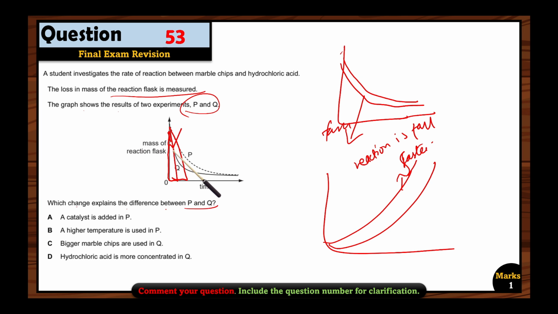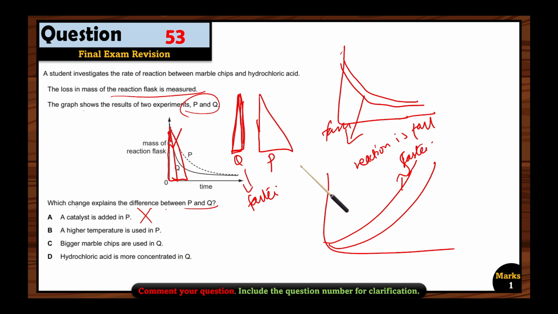This one is like this. You see, the triangle is bigger for P, but for Q it's small and steeper; P is less steep. So this is your Q, this is your P. So this reaction, Q, is faster. A catalyst is added in P, so it's wrong because the rate of reaction is slower here. A high temperature is used in P, again wrong, because if it was higher then it should be steeper than Q.